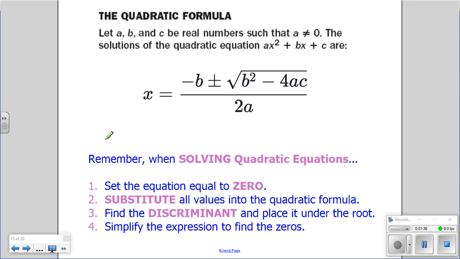Things to remember when solving quadratic equations. First and foremost, set the equation equal to 0. Then substitute all values into the quadratic formula in the appropriate places. Find the discriminant and place it under the root. And simplify the expression to find the zeros.